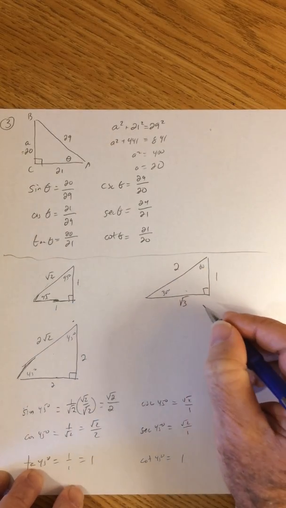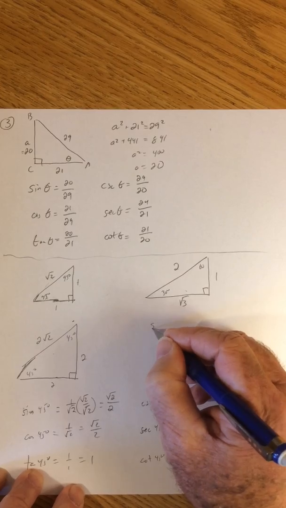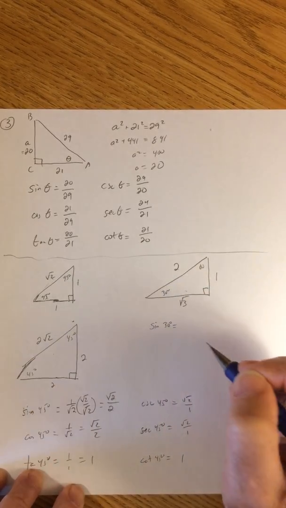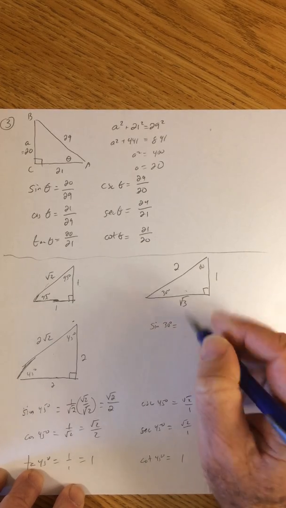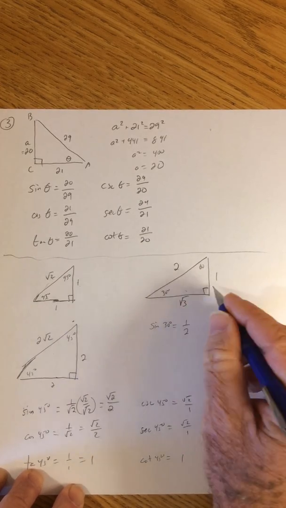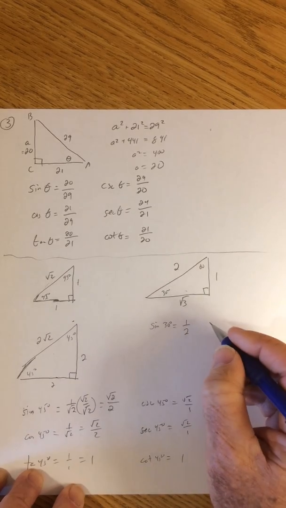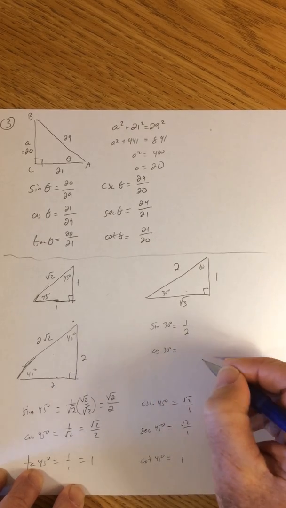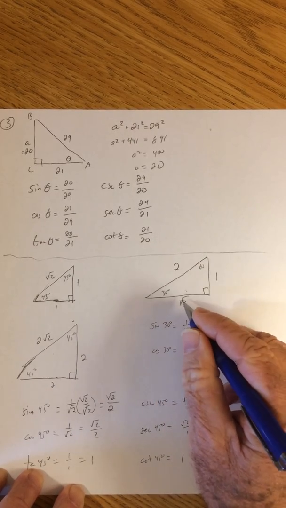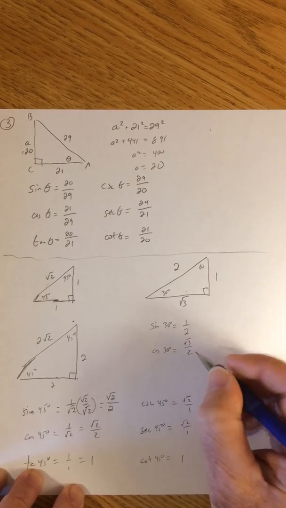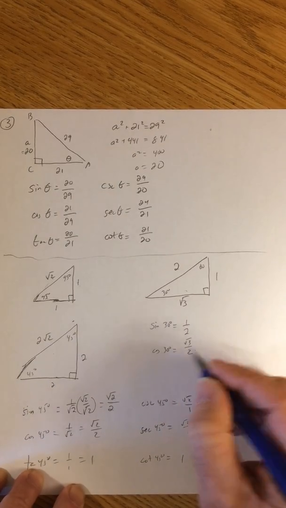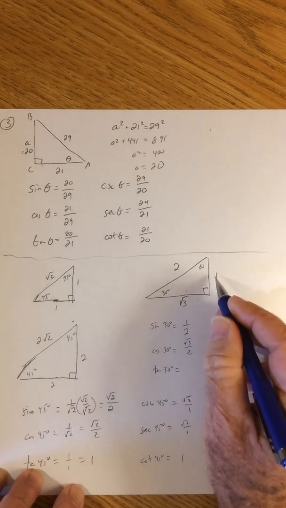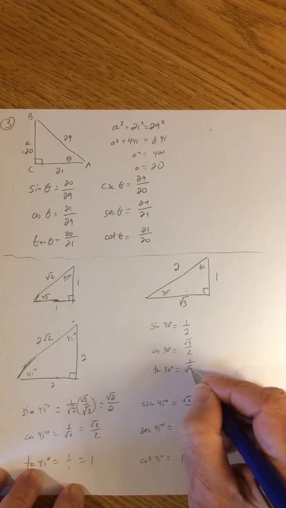Okay, let's look at this triangle. Sine of 30 degrees. That'd be 1 divided by 2. Opposite divided by hypotenuse. Cosine of 30 degrees is equal to square root of 3 divided by 2. Adjacent divided by hypotenuse. Tan of 30 degrees is equal to opposite 1 divided by the square root of 3.